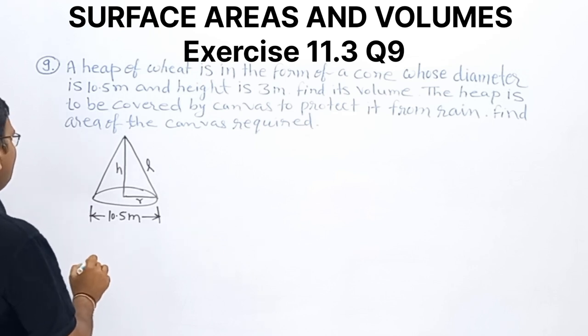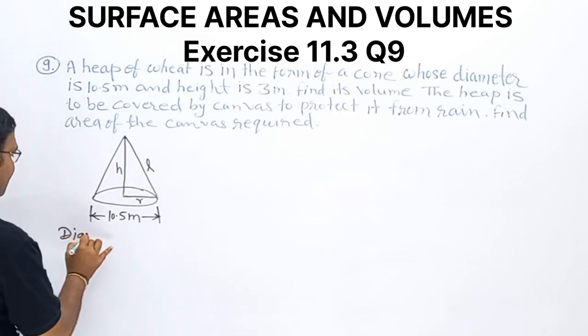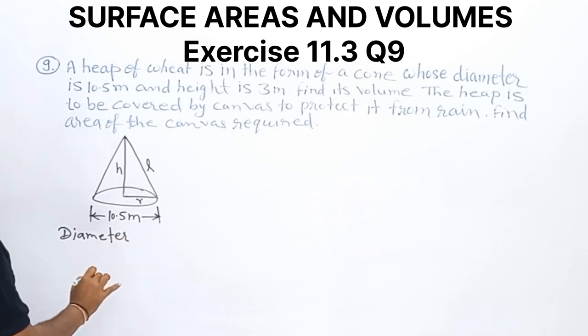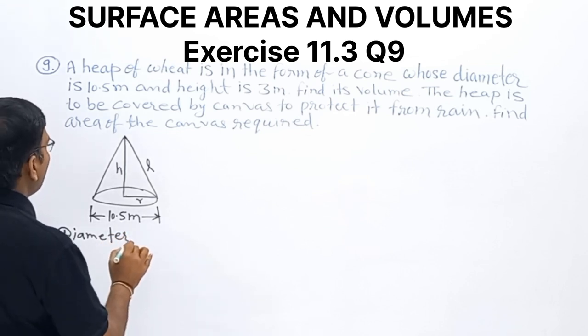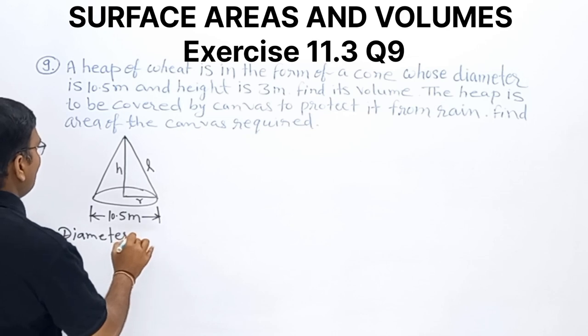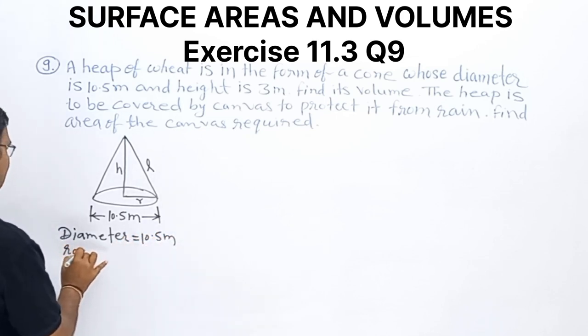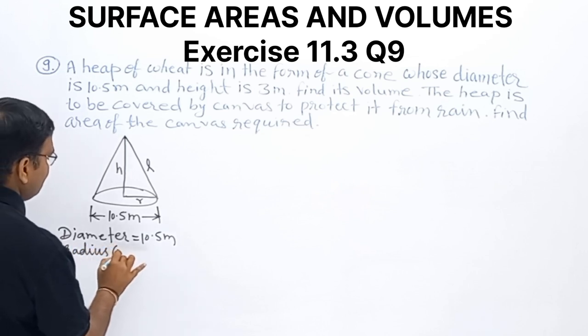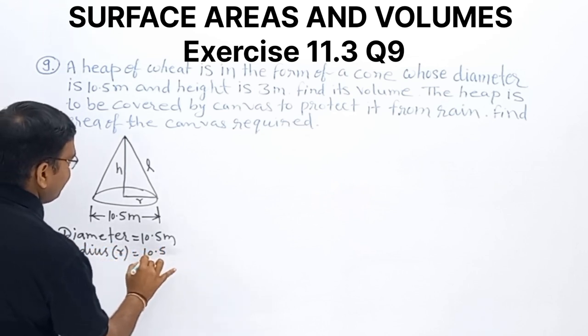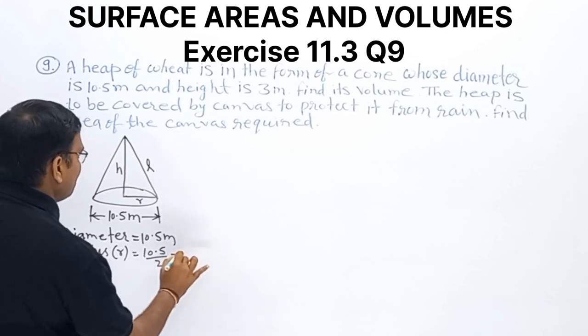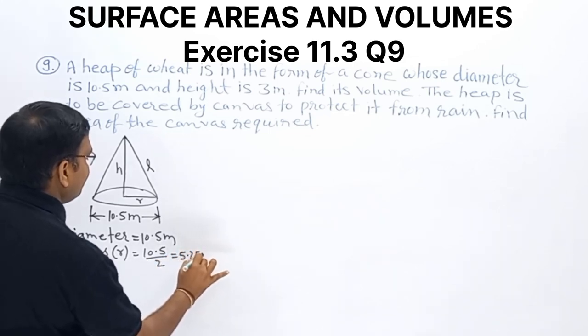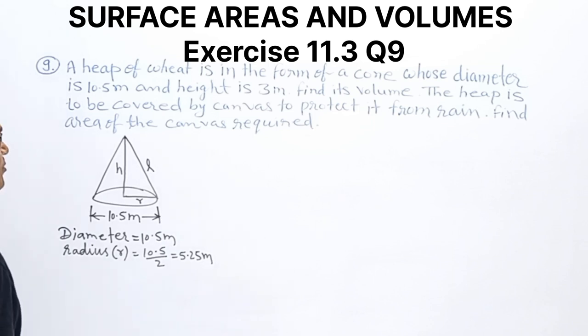So what things are we having? I am writing diameter of heap of wheat is 10.5 meter. So its radius will be half of this diameter, 10.5 divided by 2, and this can be written as 5.25 meter. 5.25 meter is half of the diameter, and it is the radius of the heap of wheat.